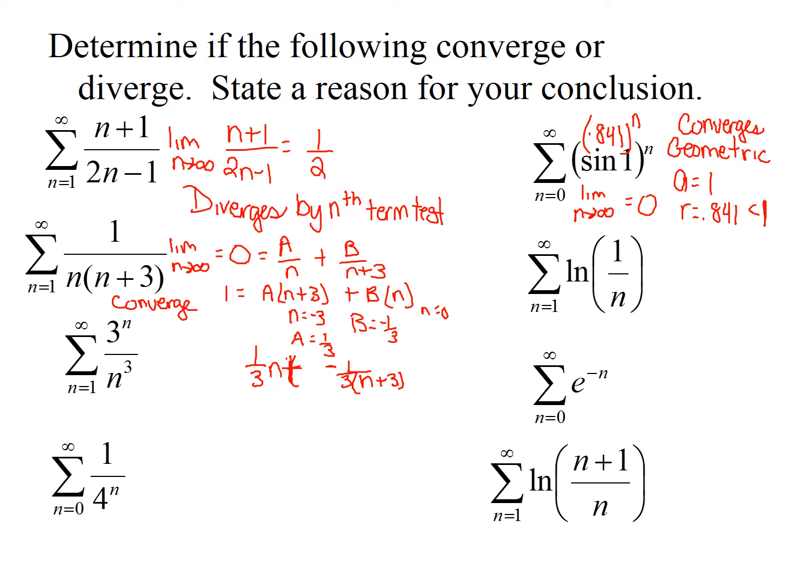If I take the limit as n approaches infinity, I get the natural log of 1 over n. As n goes towards infinity, this goes towards 0, and the entire thing goes towards -infinity. Since my limit was not equal to 0, I can say that this diverged by the nth term test.